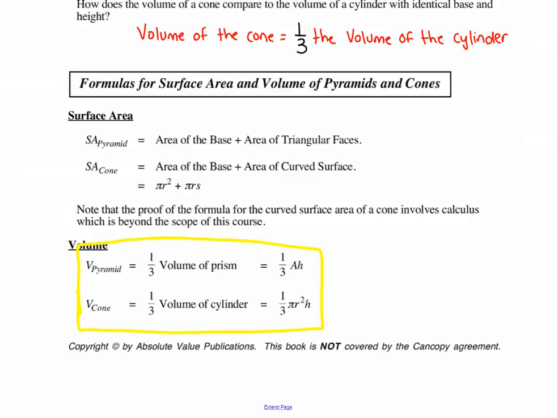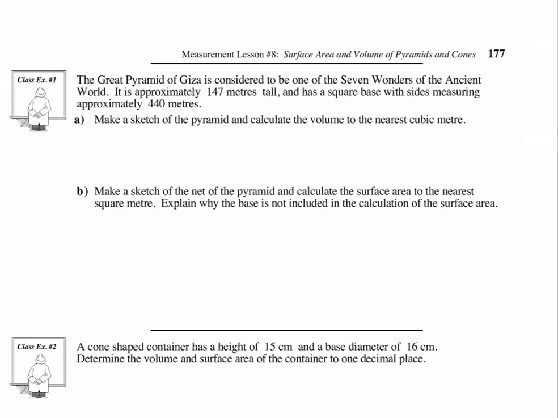Okay, here's my rectangular pyramid. The volume would be, well, this is length, width, and height. It would be 1/3 length times width times height would be the volume of that pyramid. 1/3 of the prism. Okay.